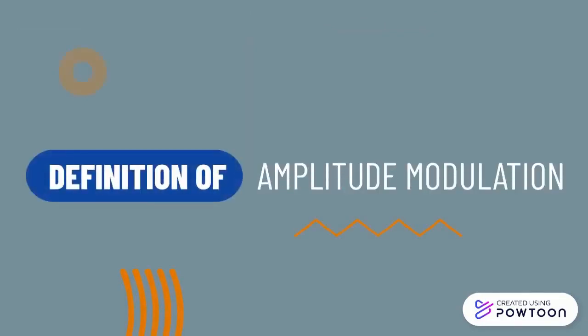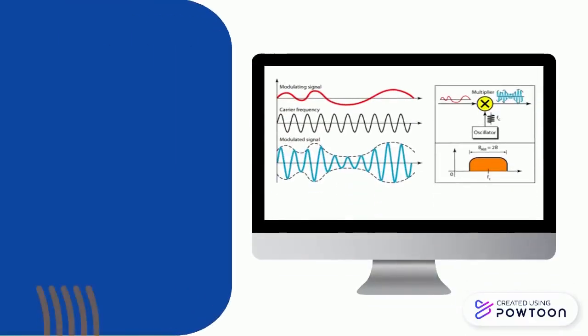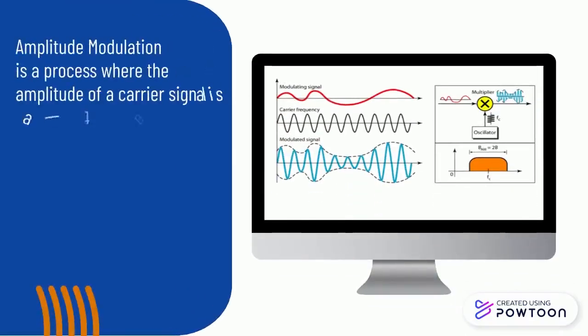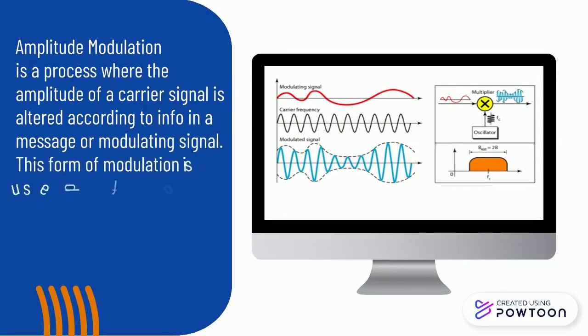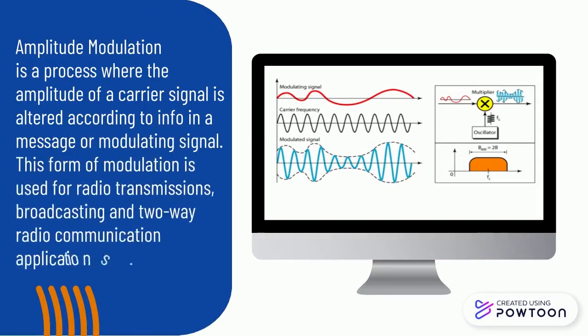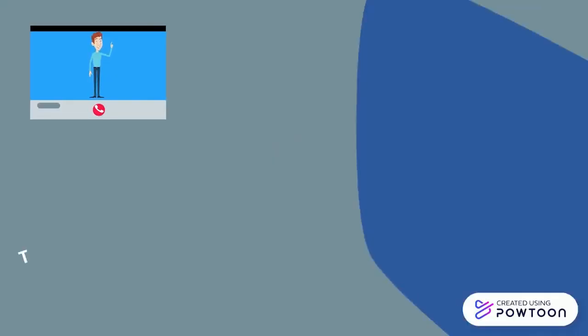Definition of amplitude modulation. Amplitude modulation, or AM, is a process where the amplitude of a carrier signal is altered according to the information in the message signal or modulating signal. It is a form of modulation used for radio transmission for broadcasting and two-way radio communication applications. The frequency of the carrier signal, or carrier frequency, is usually much greater than the highest frequency of the input message signal or modulating signal. There are 5 types of amplitude modulation.